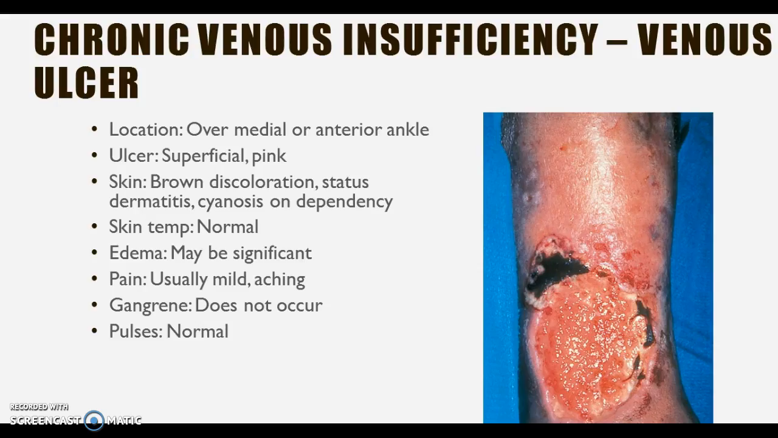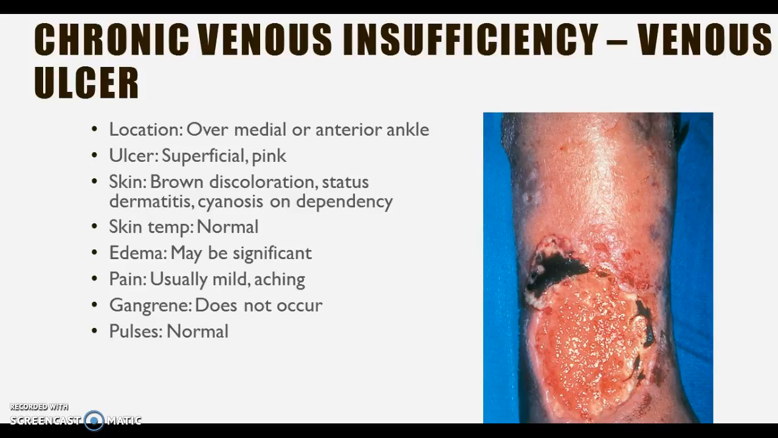With our patients, one of the big complications with venous insufficiency is a venous ulcer. And we talked about arterial ulcers where the location is on the toes. This is going to be over the medial or anterior ankle. With our arterial, the ulcer is going to be pale, or it's going to be deep, where these are more superficial and pink. The skin is going to have some brown discoloration.